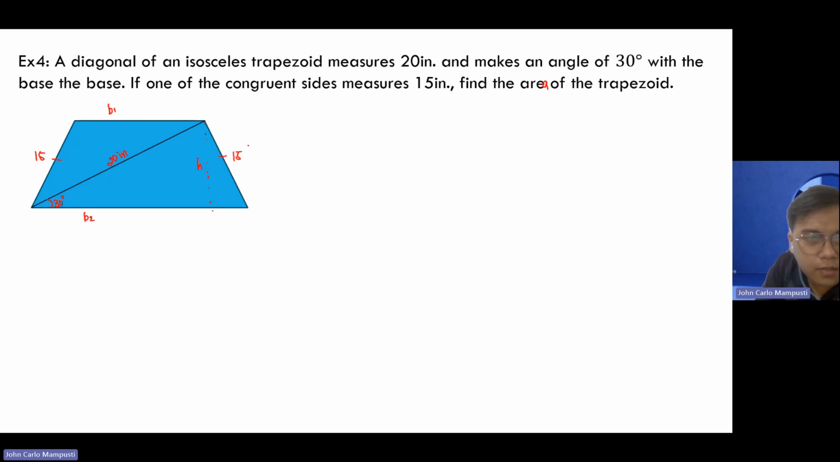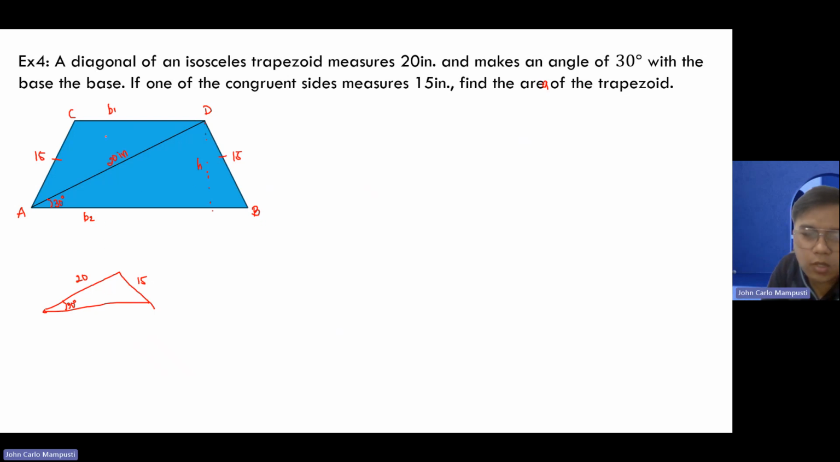So as you can see, let's say this is A, B, C, and D. If we're going to consider yung triangle ADB natin, so ganyan siya. Okay, so this is 30 degrees. This is 15, this is 20. So, ang gawin natin, pwede nating hanapin yung angle opposite to B2. Kasi yun yung goal natin, di ba? Hanapin natin yung B2.